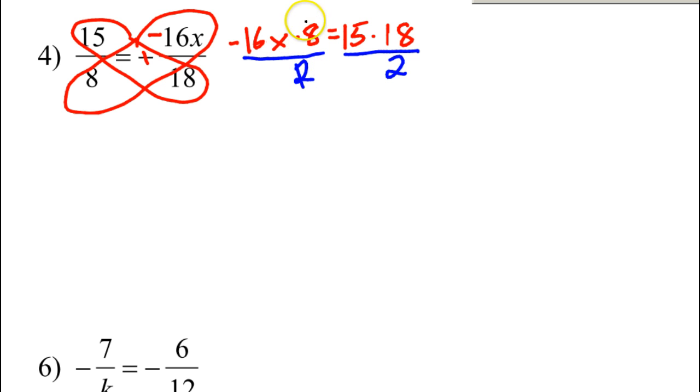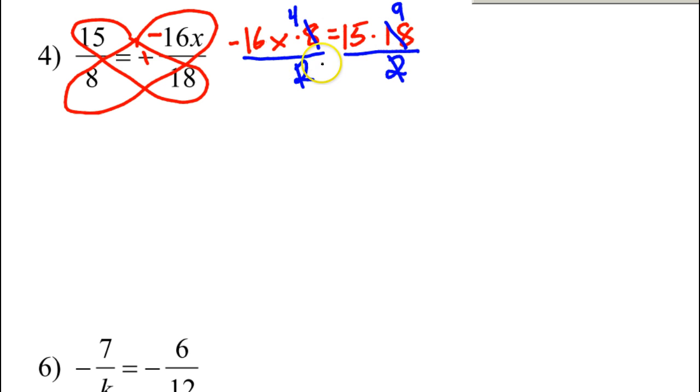And 2 goes into 8 how many times? 4. And then on the right-hand side, how many times does 2 go into 18? 9. Now, is there anything else that goes on the left side? We have negative 16 and 4, and on the right side we have 15 and 9. Is there anything that goes into both sides? Any one number that goes into both sides? 1. Besides 1, we're reducing.